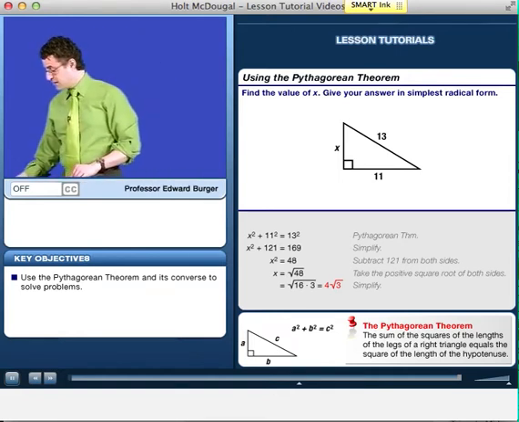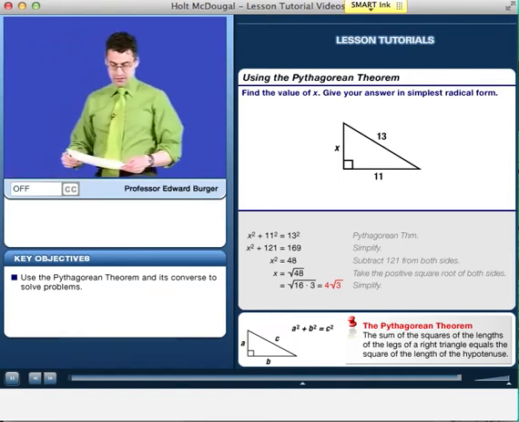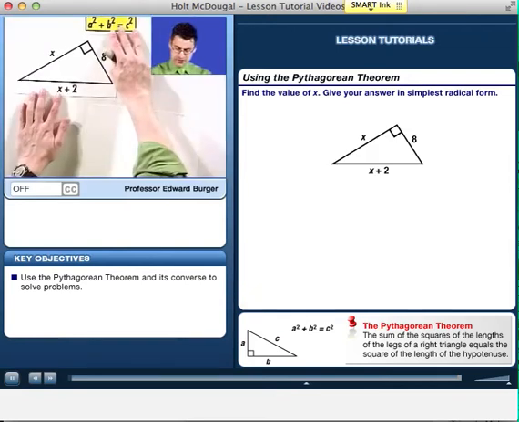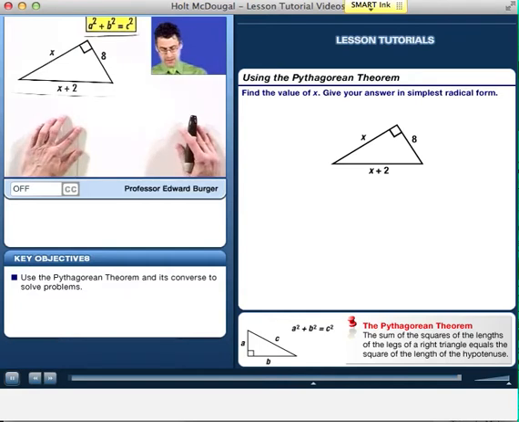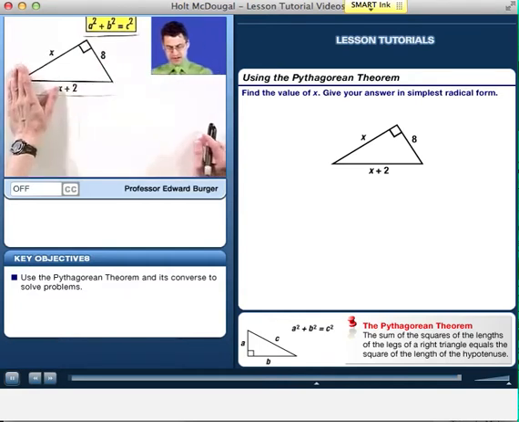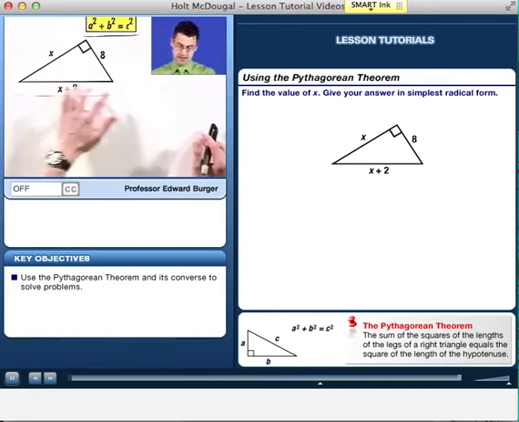Pythagorean theorem. I gotta tell you, this is my favorite theorem. This is it. You're wondering, gee, Professor Berger, what's your favorite theorem? You know what? Wonder no more. This is it.